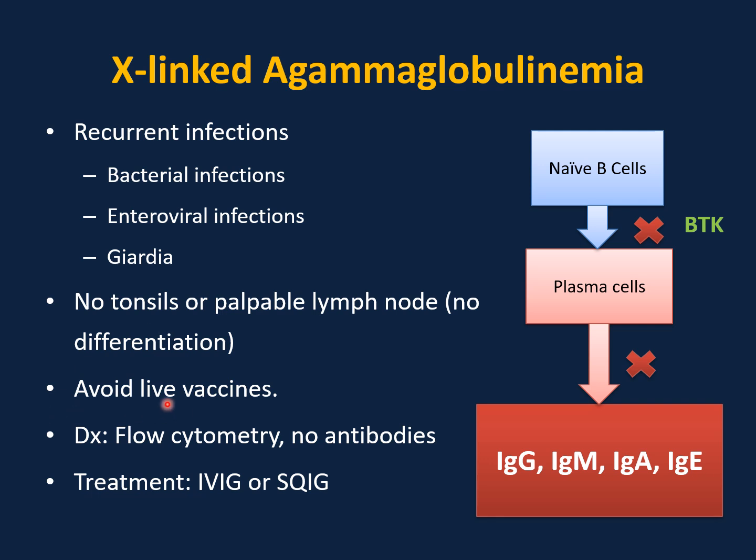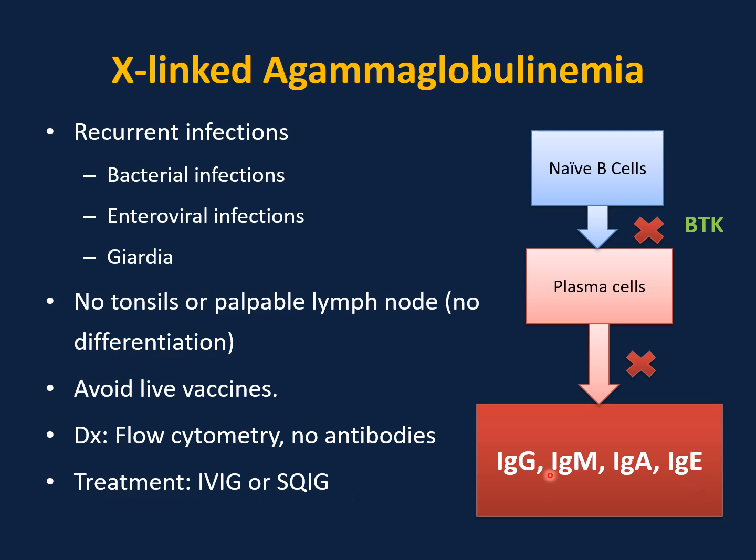Very important to avoid giving any live vaccines to these children. Do not give them MMR, varicella, or live influenza vaccine. For the diagnosis, flow cytometry will show no mature B cells, and if you do antibody level, there are no antibodies. If you do antibody function, like after giving vaccination, there are no antibodies after vaccination.